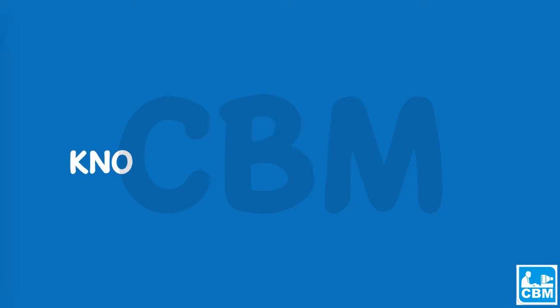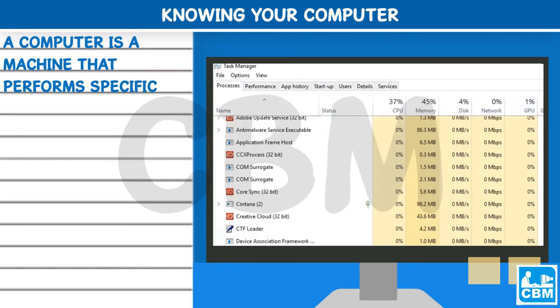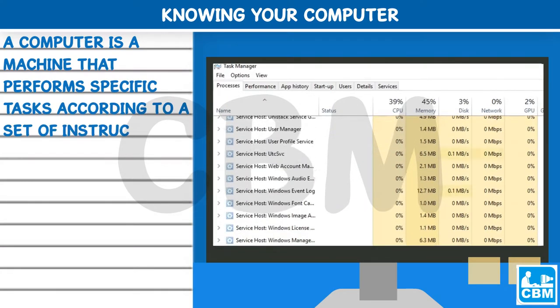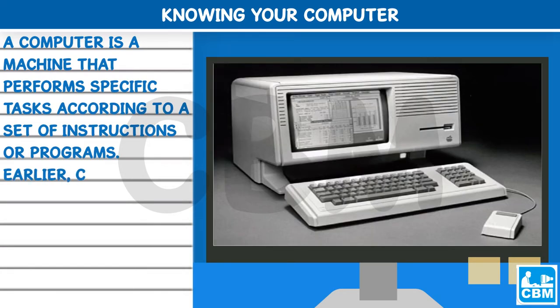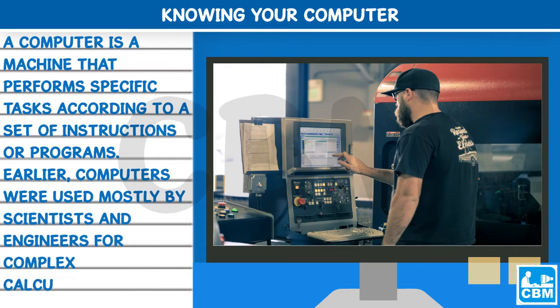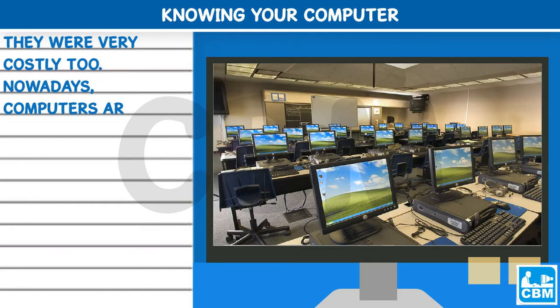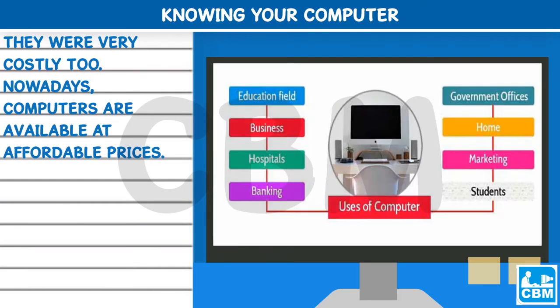Chapter 1. Knowing your computer. A computer is a machine that performs specific tasks according to a set of instructions or programs. Earlier, computers were used mostly by scientists and engineers for complex calculations, and they were very costly too. Nowadays, computers are available at affordable prices. It has become a need in every sphere of life.